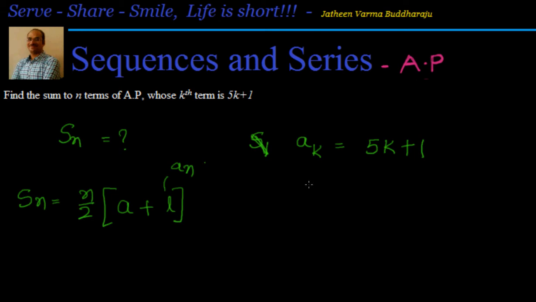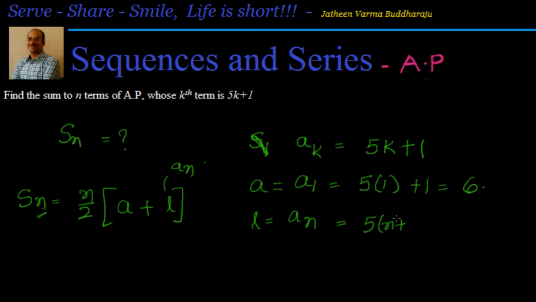Now let us check what is your a. A1 is nothing but a, equal to a1, equal to 5 into 1 plus 1, that's equal to 6. So we know a equal to 6. Now what is the last term here, when you want to find out the nth term? So I'll directly go ahead and say l equal to an equal to 5 into n plus 1, that's nothing but equal to 5n plus 1.